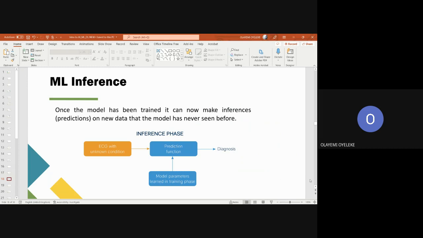ML inference, that's machine learning inference. Once the model has been trained, it can now make inferences. These inferences are the same thing as predictions on new data that the model has never seen before. So see this kind of scenario, we have the ECG with unknown condition.